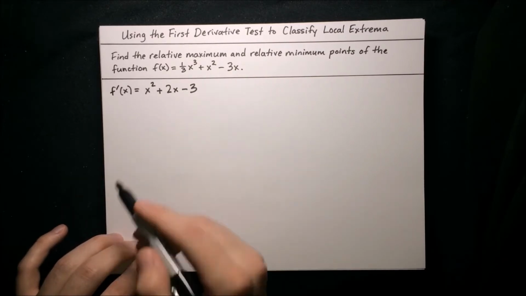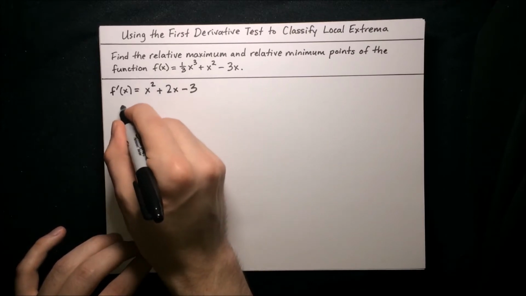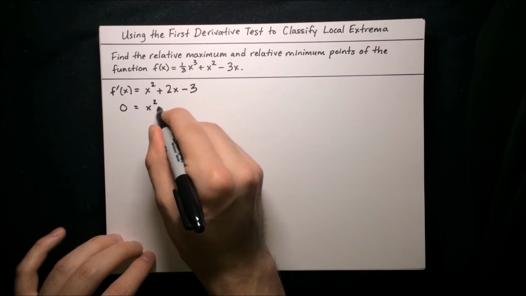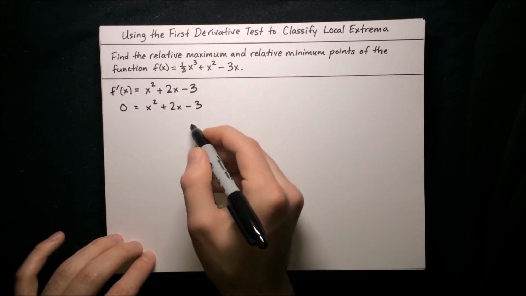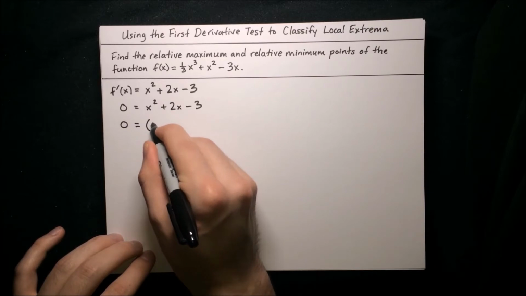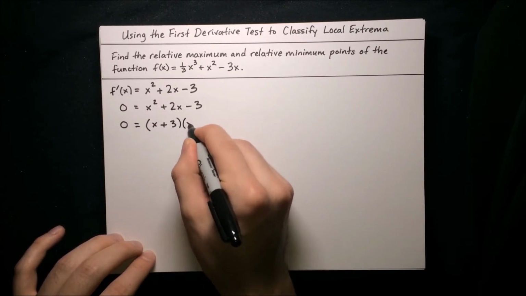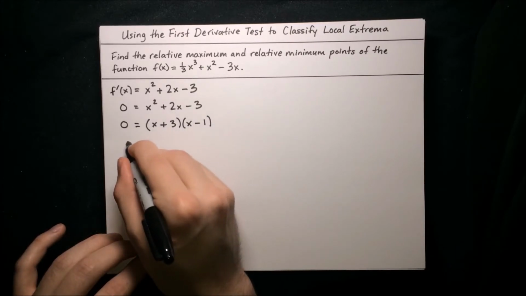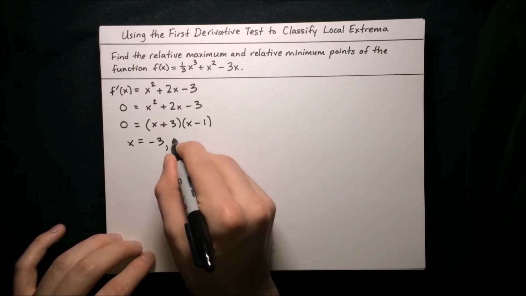Now the derivative is a polynomial, so of course it's defined everywhere, so we just need to figure out where the derivative is equal to 0. Those will give us the only critical points. So 0 equals x squared plus 2x minus 3, and we can solve this equation by factoring. This quadratic factors very nicely into x plus 3 times x minus 1. So the solutions there are the roots of the factors, so x equals -3 and 1.